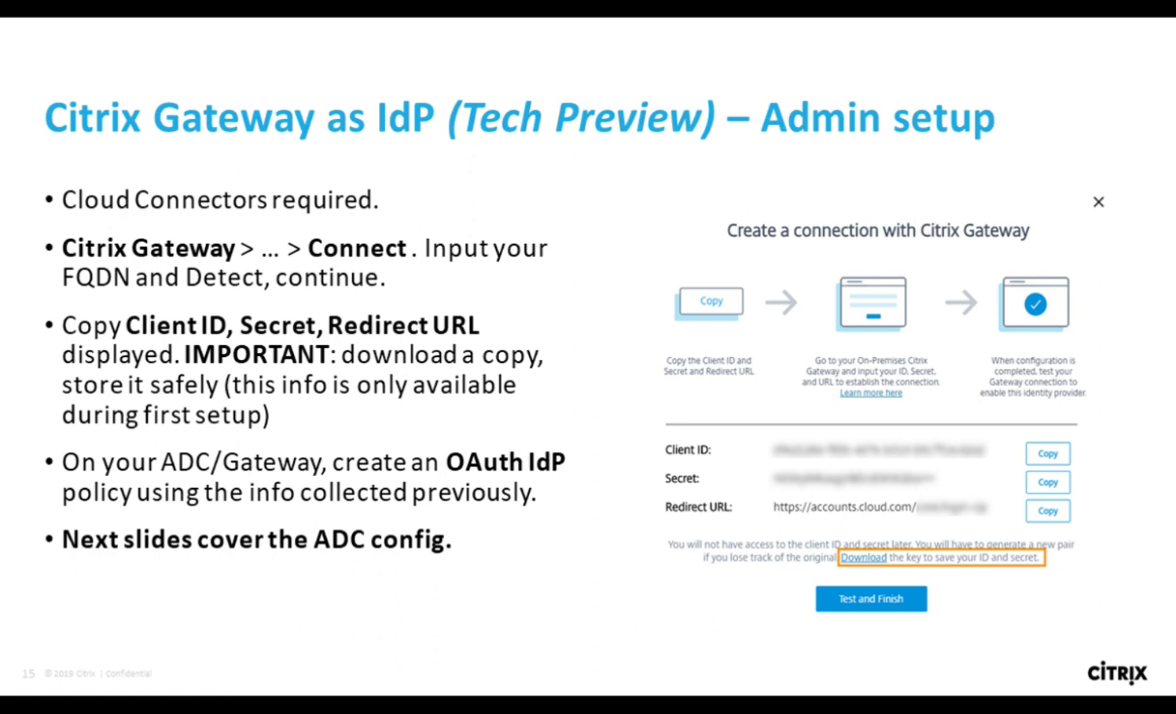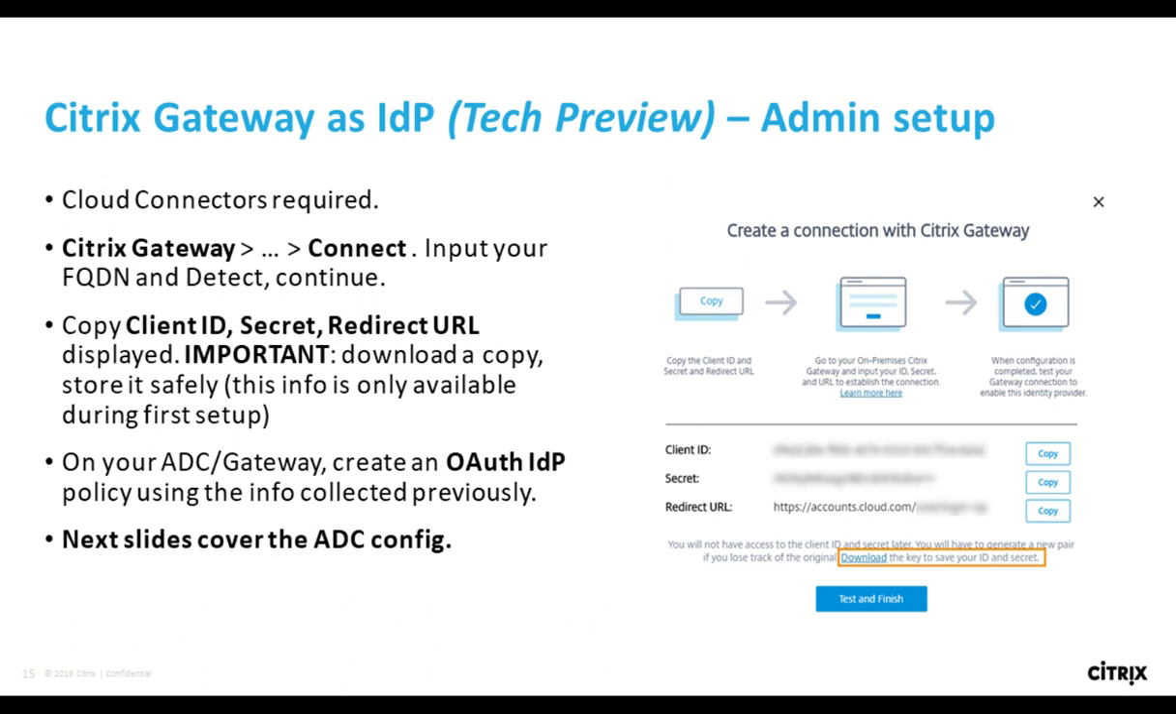For you to enable this option, once again, cloud connectors are required. You will see the gateway option in the authentication tab, and you can just select connect. You will need to enter the FQDN of your on-premises gateway and then click detect. And after Citrix Cloud detects it successfully, you will need to click on continue. You can create a connection using your on-premises gateway information. So it will look sort of like that image that we have in there.